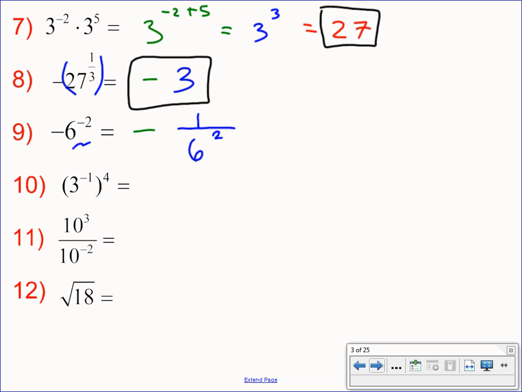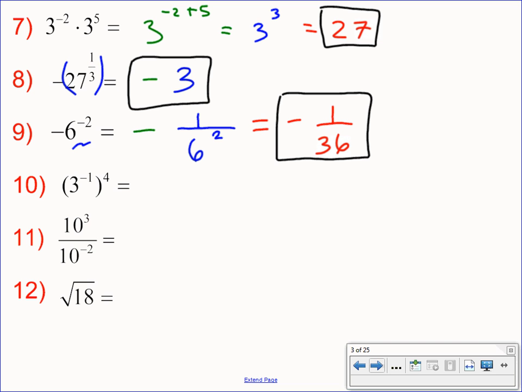The negative is not included as part of the base in my original power. Only the 6 is the base in the original power. So I've got the negative out front, then times 1 over 6 to the positive 2. I can rewrite that then as negative 1 over 36. And my final answer is negative 1/36. There, these negatives can be tricky. What questions do you guys have about number 9?